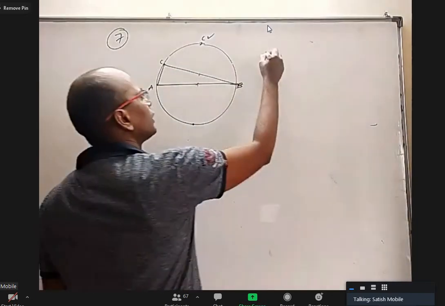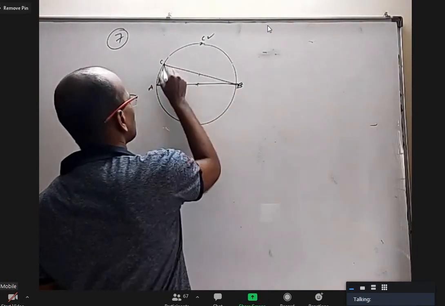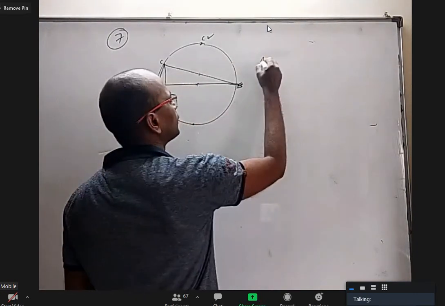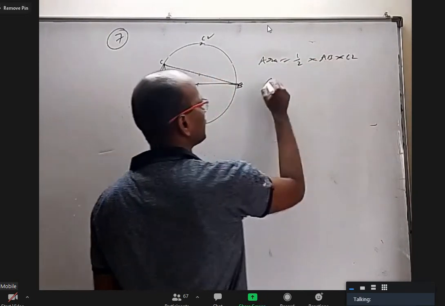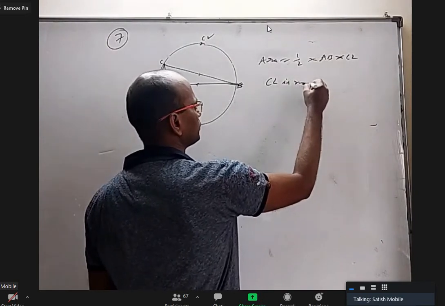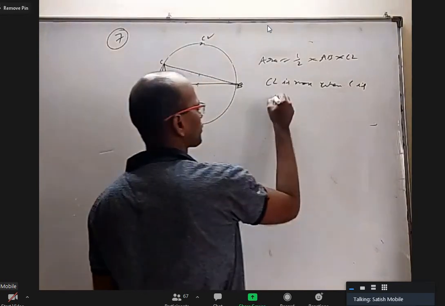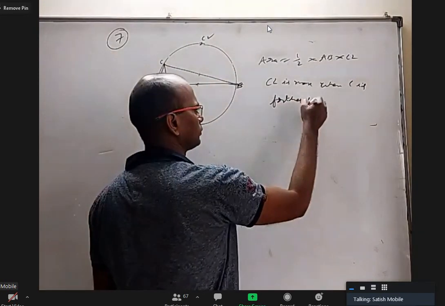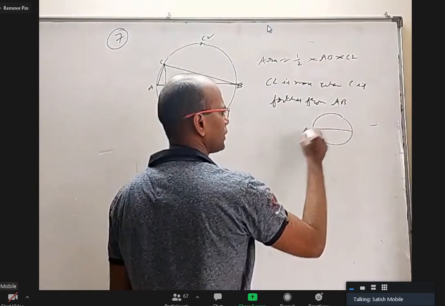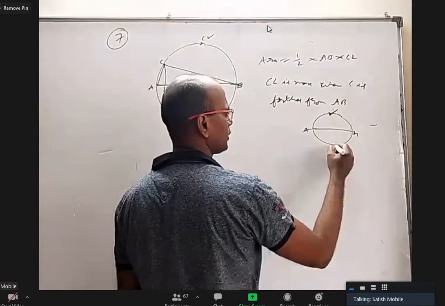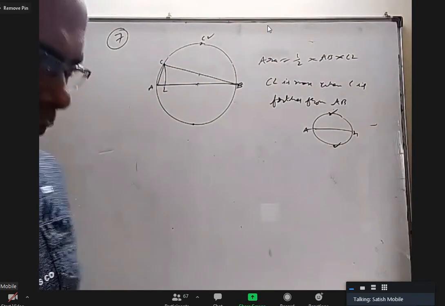You can even write it if you want. Area is equal to half into AB into CL. CL is maximum when C is farthest from AB. A is here, B is here, so C can be here or here. That's two positions, and in both cases it is a right angled isosceles triangle.